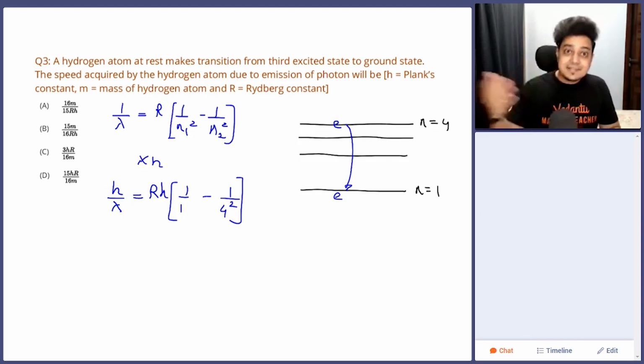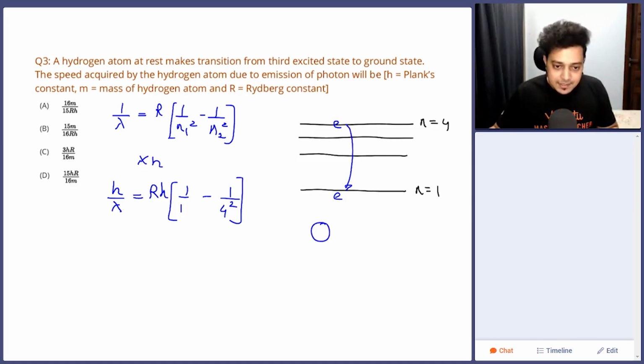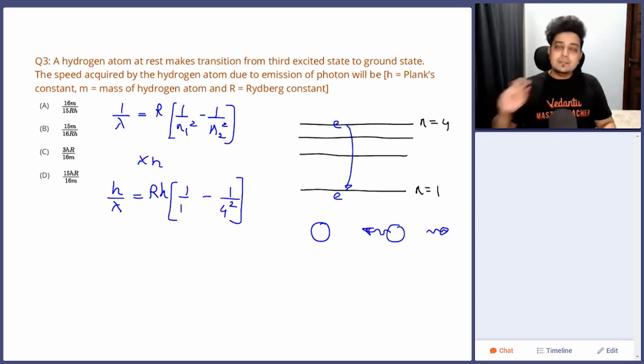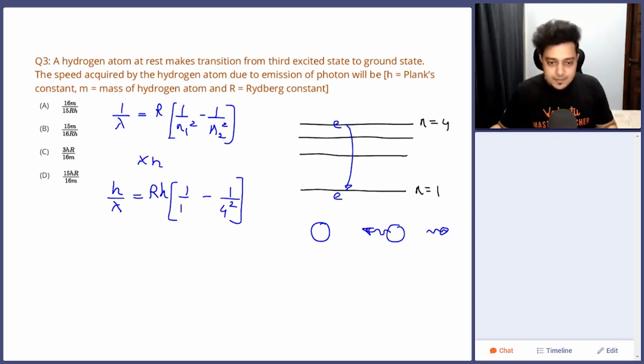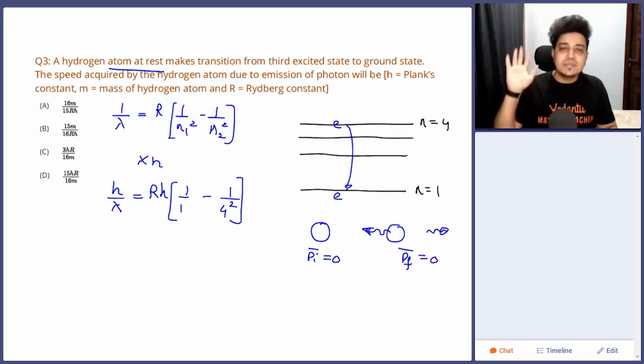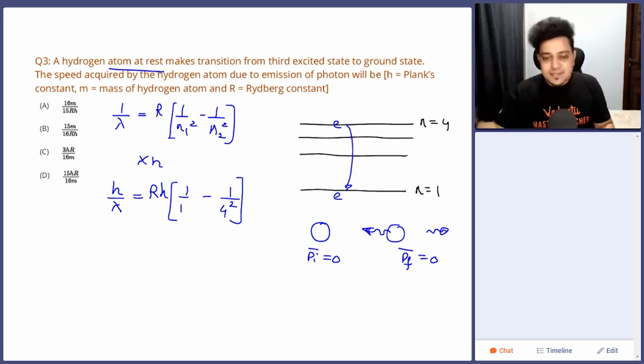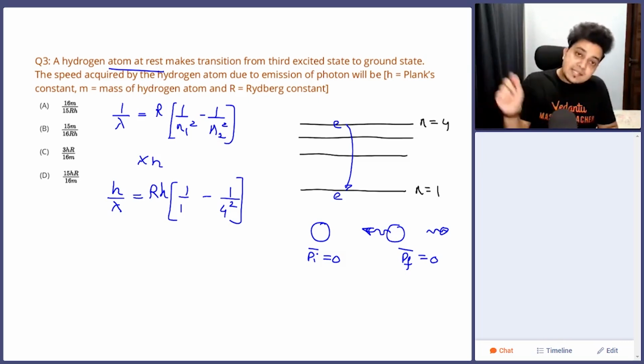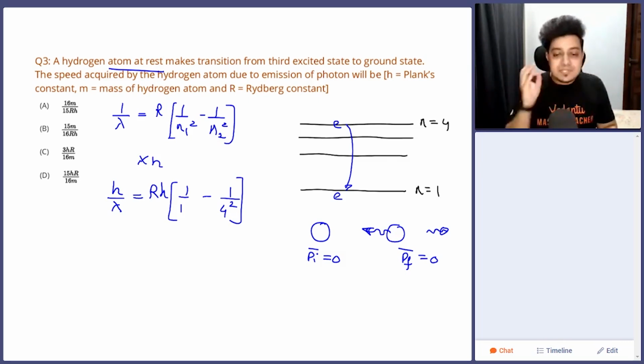So see, it's the principle of conservation of momentum. Initially the hydrogen atom was at rest. So when a photon is thrown out, the hydrogen atom should also get the same momentum, equal in magnitude, opposite in direction, because the initial momentum of the hydrogen atom was 0. So the final momentum should also be 0 by the principle of conservation of linear momentum. No external force, so momentum must be conserved. The photon goes out with some momentum, so for balancing it out, hydrogen should also have equal and opposite momentum, just like a gun recoil. When a bullet is fired, the bullet goes in the forward direction, the gun tries to go in the backward direction.